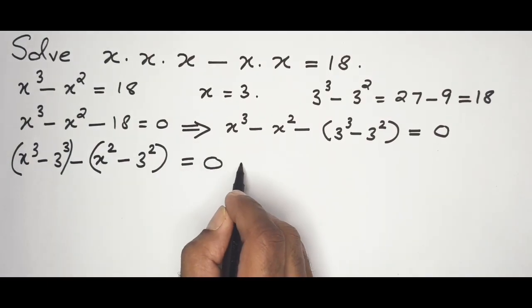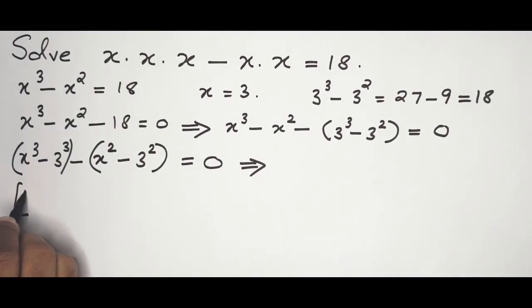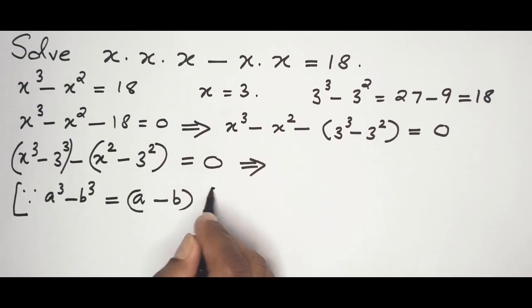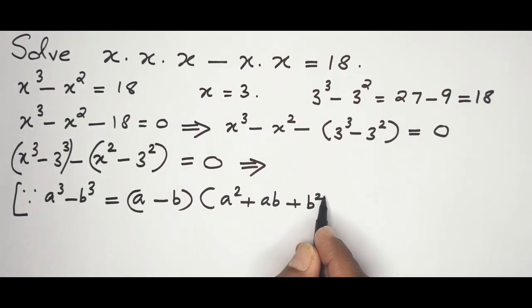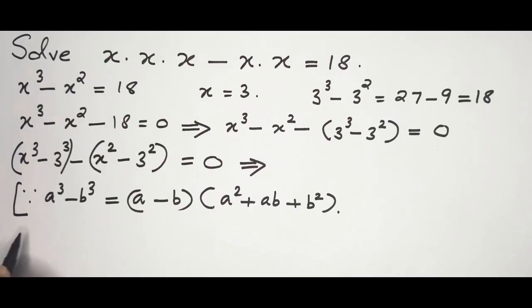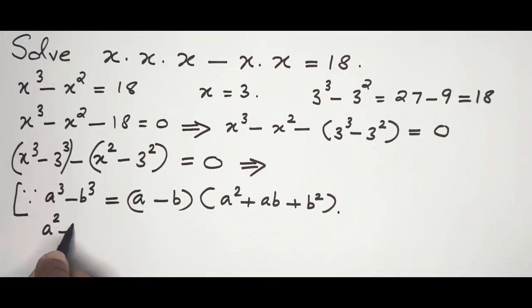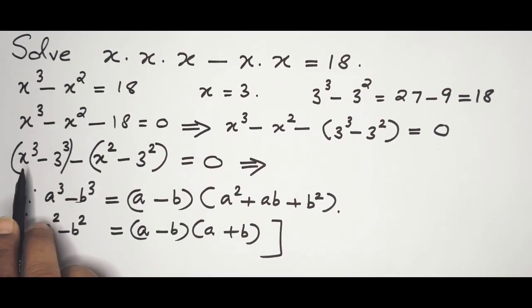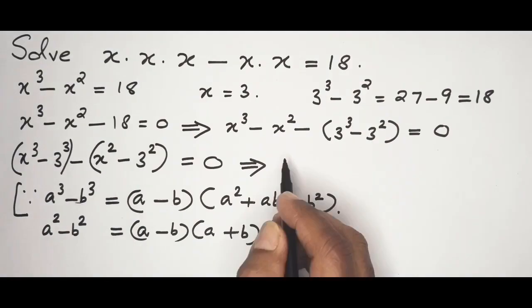Now we will use some simple algebraic identities. These are the identities to be used. a cubed minus b cubed equals a minus b multiplied by a squared plus ab plus b squared. Then there is another identity which you are all pretty familiar with. a squared minus b squared equals a minus b multiplied by a plus b. See, this identity we use for expanding this term, and this one we will use for this term. So what do you get?